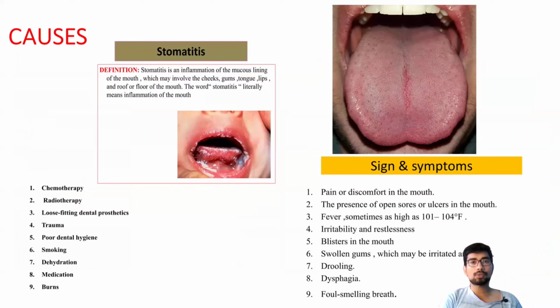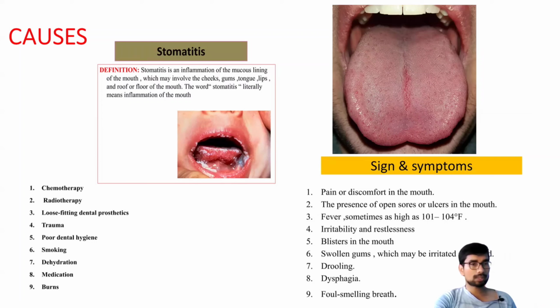Stomatitis is inflammation of the mucosal lining of the mouth, which may involve the cheeks, gums, tongue, lips, and floor and roof of the mouth. The word stomatitis literally means inflammation of the mouth. Signs and symptoms are pain and discomfort in the mouth, presence of open sores or ulcers, fever sometimes as high as 101 to 104 Fahrenheit, irritability and restlessness, blisters in the mouth, swollen gums which may be irritated and may bleed, drooling, dysphagia, and foul smelling breath.